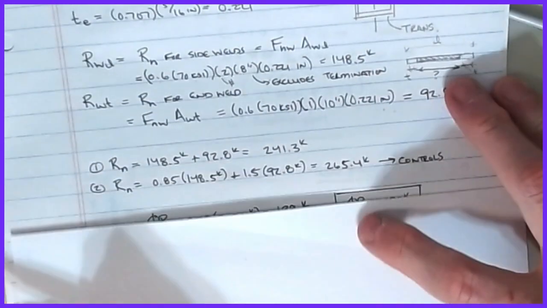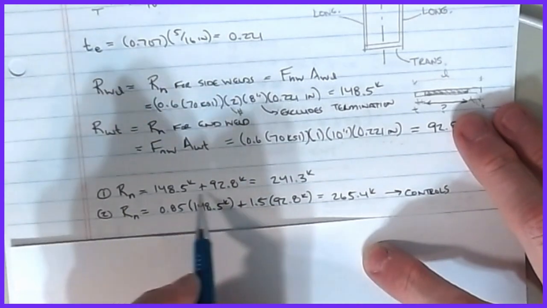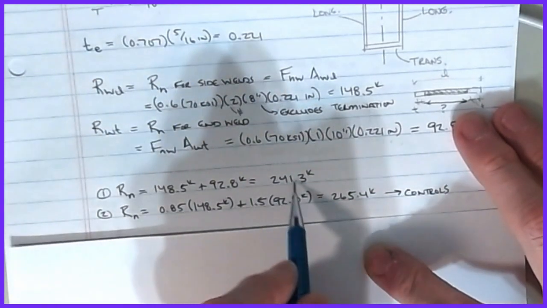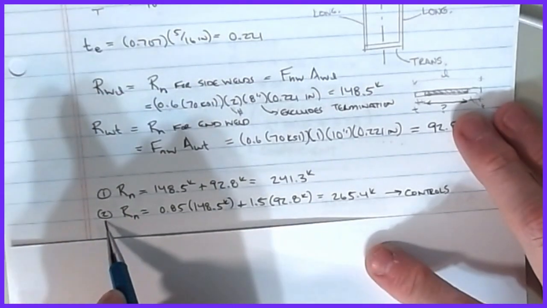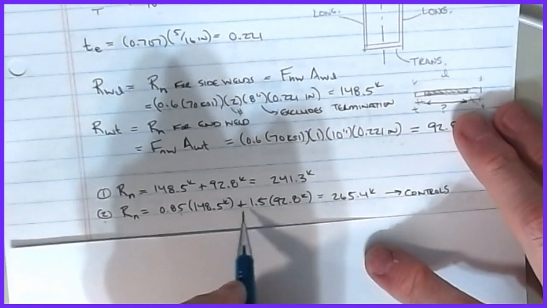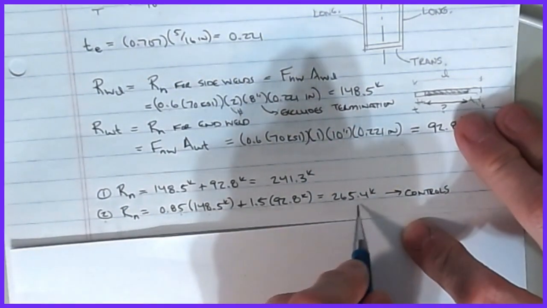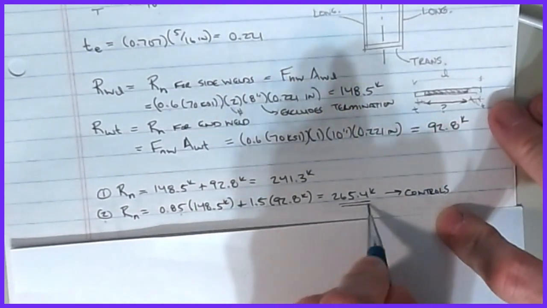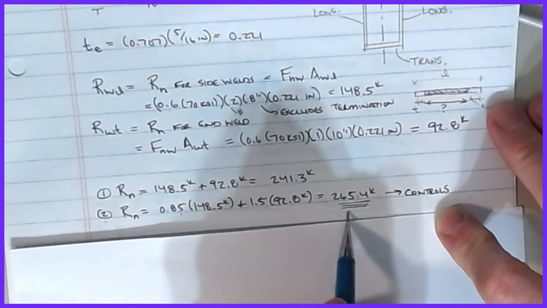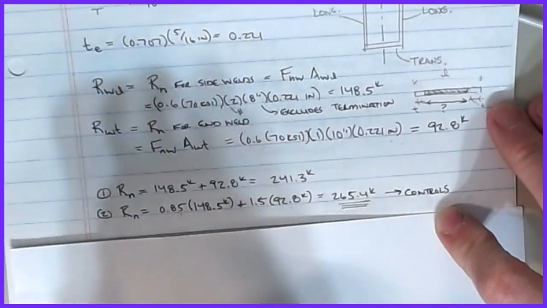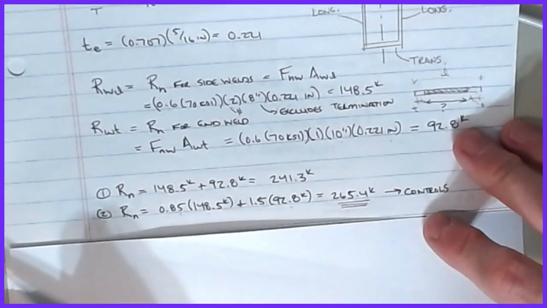Now all I do is plug into those two equations that we had up at the top. The first equation was just the sum of those two values. So 148.5 plus 92.8 gets me 241.3 kips. Then the modified one, the second equation, was 0.85 of the longitudinal plus 1.5 of the transverse. This number actually comes out as 265.4. And according to the specification, I can take that. So even though this might be considered a failure, if I load it, this is what it's capable of holding.